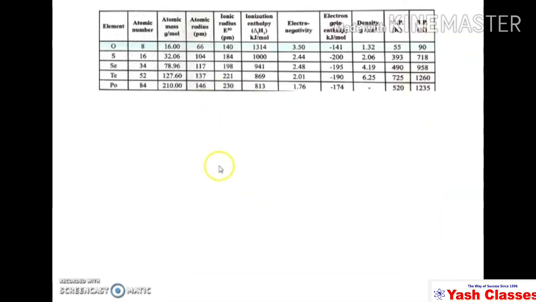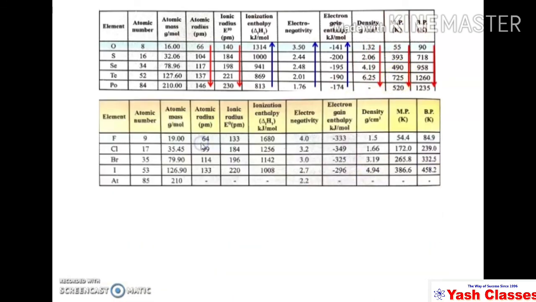And look at this table. In the case of group number 16 elements, from oxygen to polonium, atomic radius increases, then ionic radius also increases from top to bottom. Ionization enthalpy decreases from top to bottom. Electronegativity also decreases from top to bottom. Electron gain enthalpy decreases from top to bottom. Density increases from top to bottom. Melting point and boiling point also increase from top to bottom.